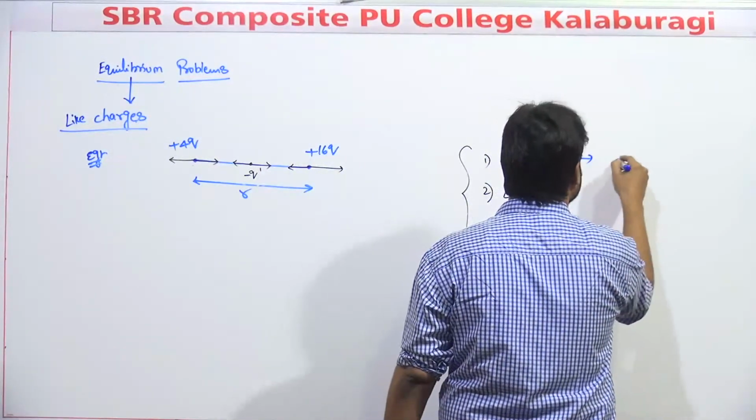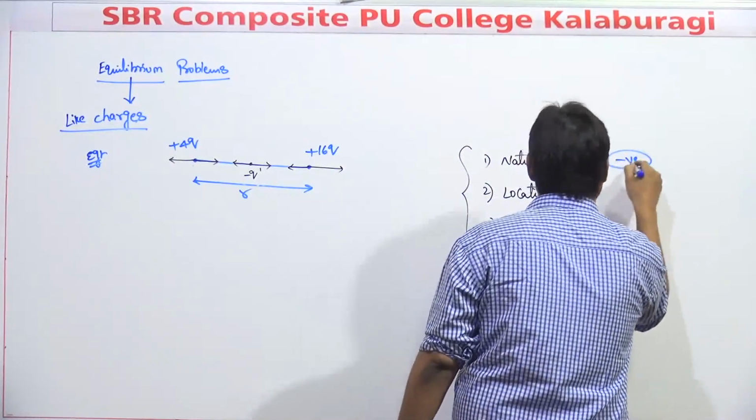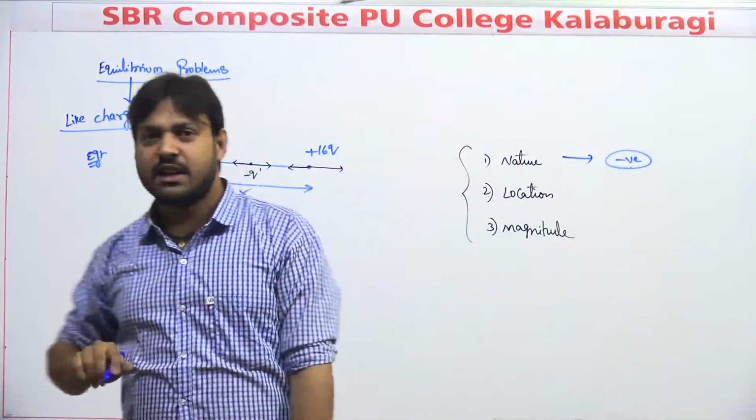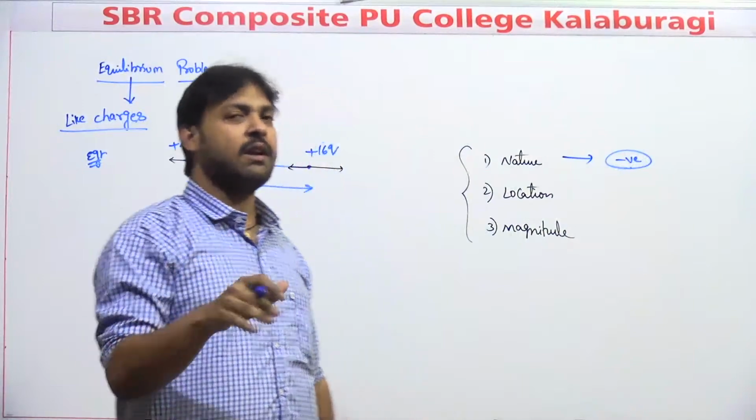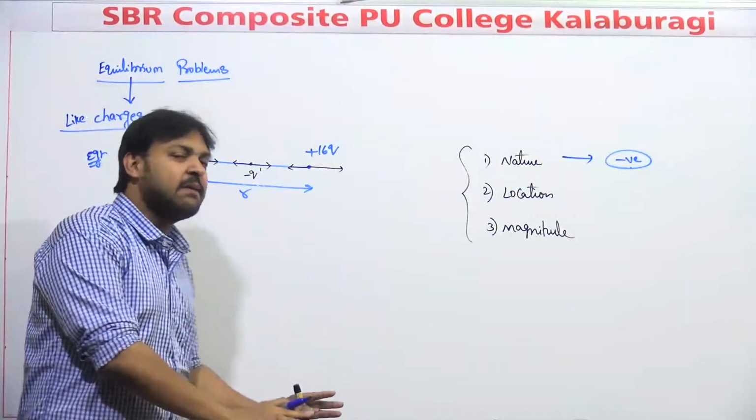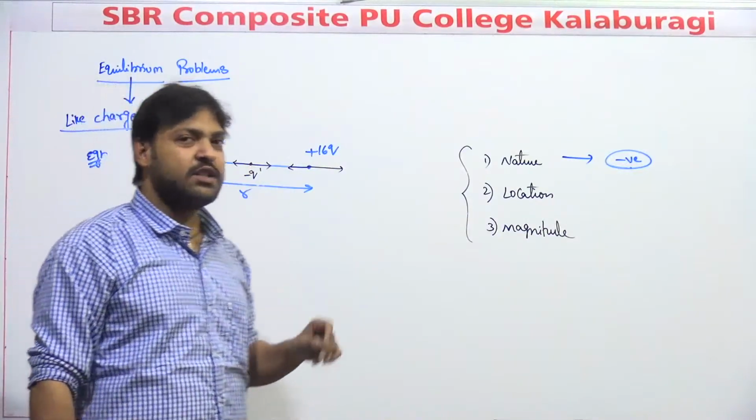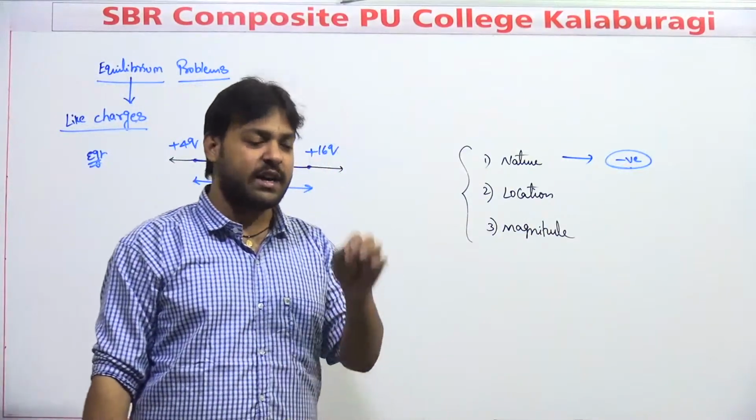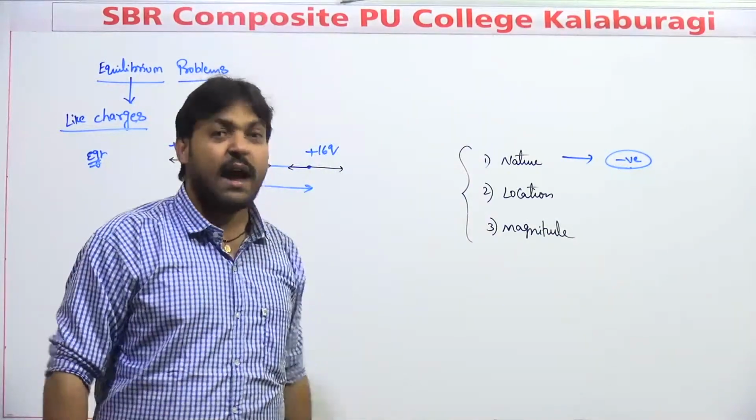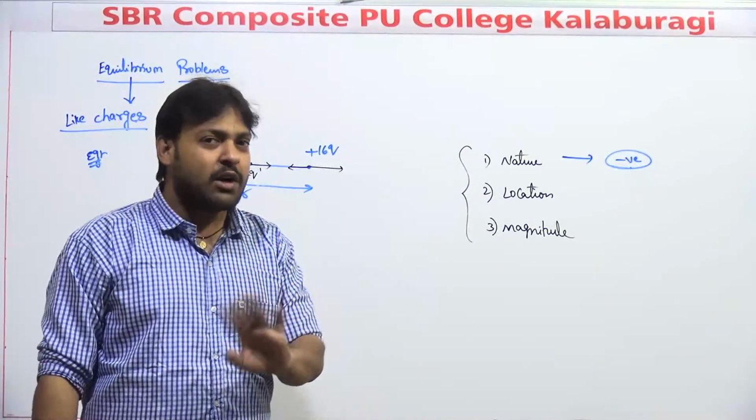The nature of the third charge will be negative. First question: the nature of the third charge will be negative. If you want a point by saving the time, I can write: if like charges are there, the third charge always you have to place along the line joining between the two charges only. I am not telling midpoint.